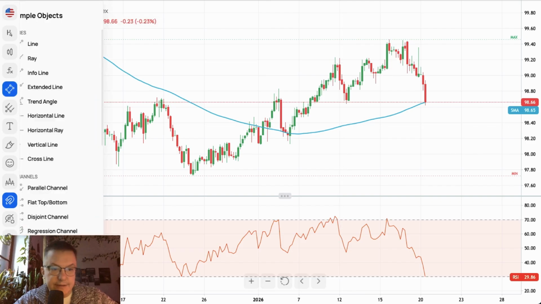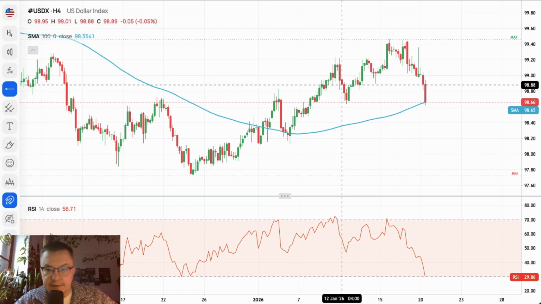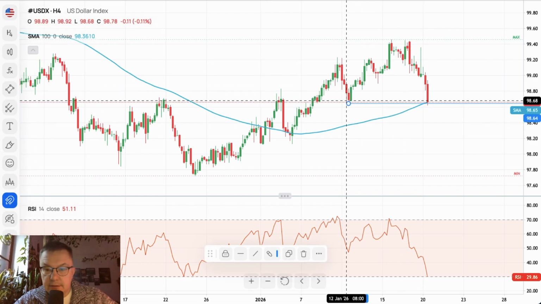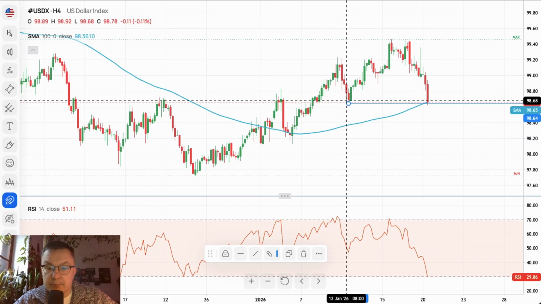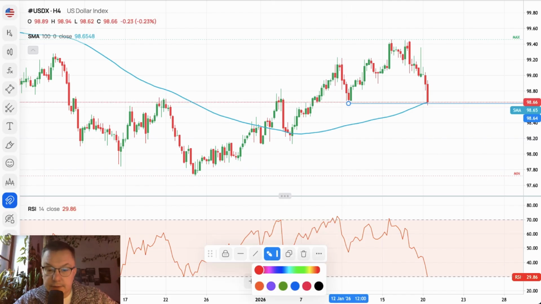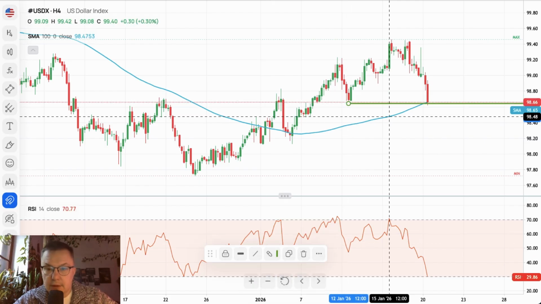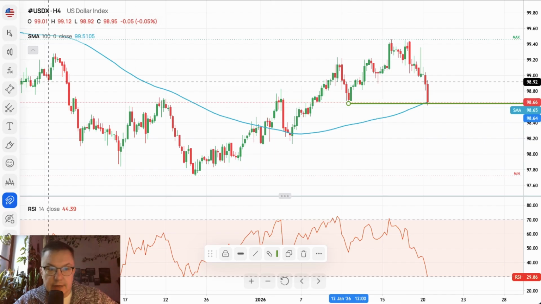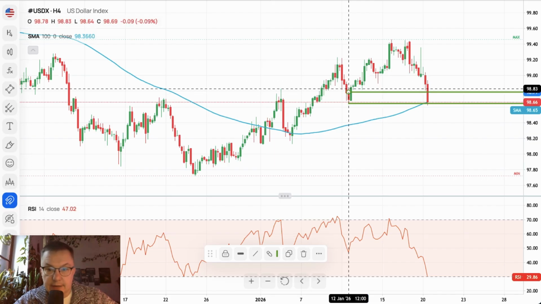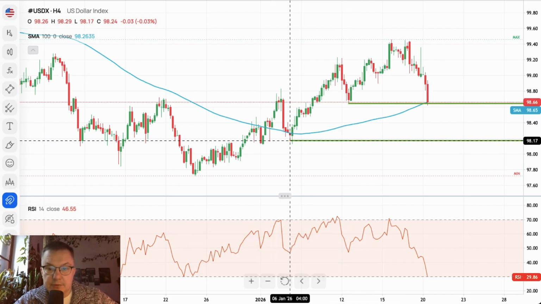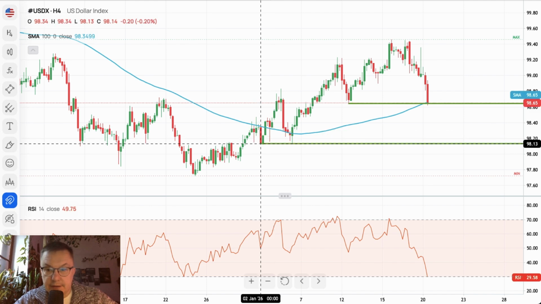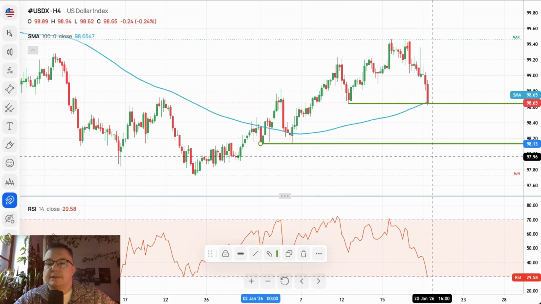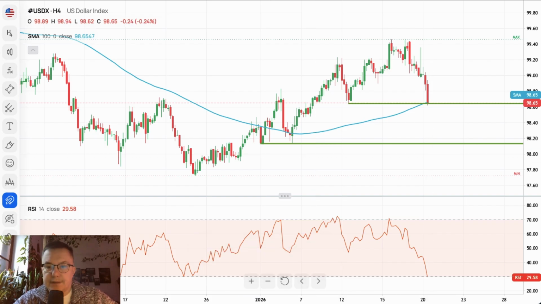There is some sort of support here for the basket of the currencies in USDX. This is 98.64, but will it hold? We don't know it whatsoever. If this situation escalates and we will have another push to the downside, the next target for the bears is located roughly around this level here, 98.13. So that's another technical support eventually.